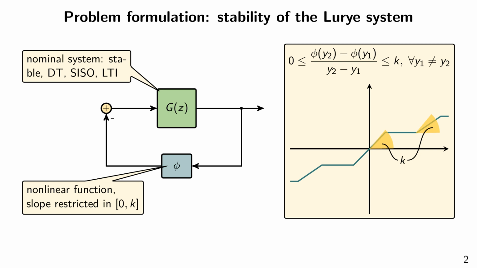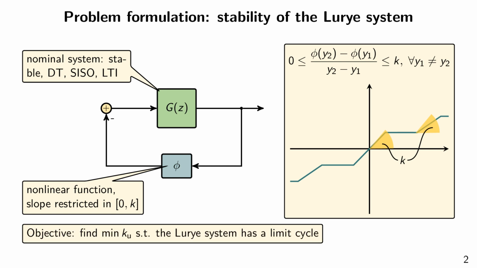To analyze the stability of the Lurye system, we want to find the minimum of the slope bound k, such that the Lurye system has a limit cycle solution. This problem is difficult to address directly. Instead, methods to find the upper and lower bounds of this minimal k have been developed. Lower bounds are most notably provided by the absolute stability literature. We'll consider the upper bound calculation, hence the objective is to find the upper bound of the smallest k such that the Lurye system has a limit cycle.